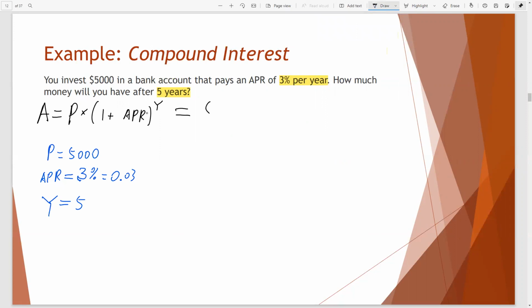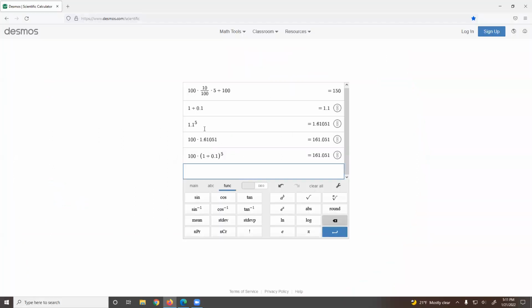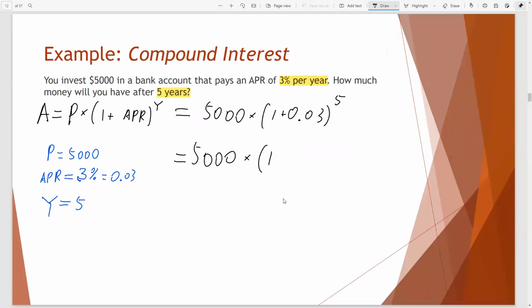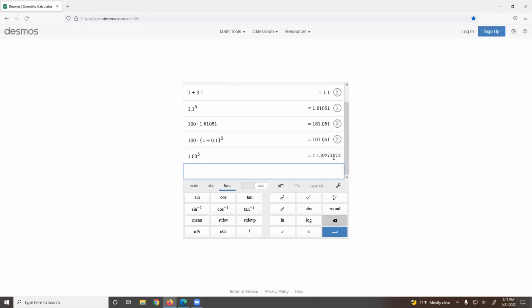So that gives us 5,000 multiplied by 1 plus 0.03, raised to the power of 5. We can calculate this part first: 1.03 raised to the power of the number of payments. That's 1.159274074.